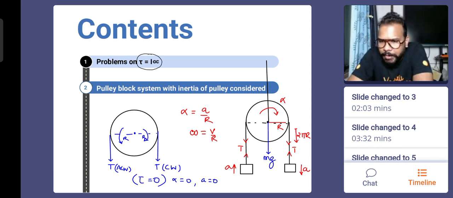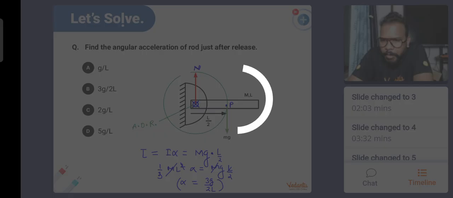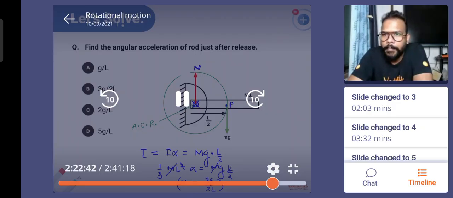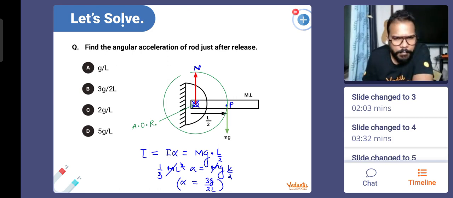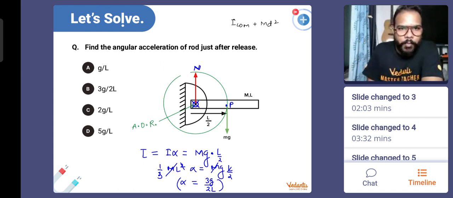Sir, why can't we use I_COM plus Md square in slide 20? Slide 20, what, Munish, I did not understand. But the axis of rotation is not moving. The axis of rotation is not changed. What you are saying is used when the axis of rotation is changed, or rather when we do not know the moment of inertia about that given axis. Only then do we use this. Let me tell you where we use this.